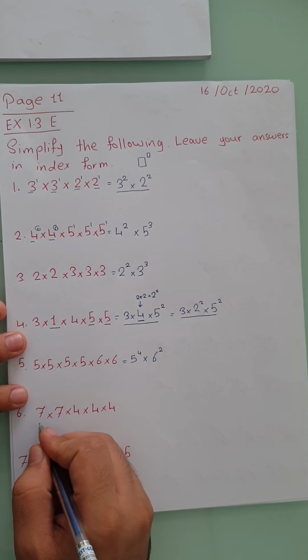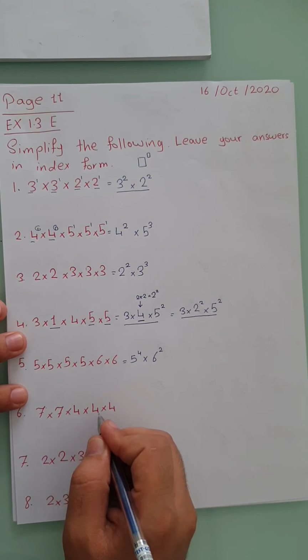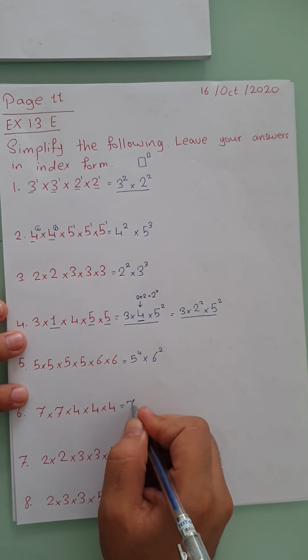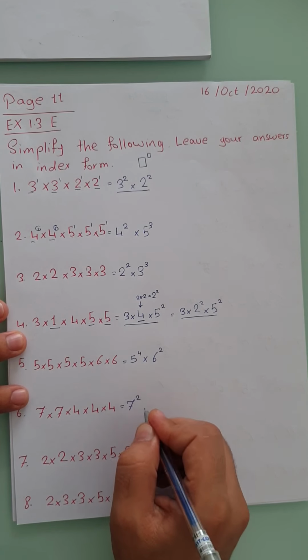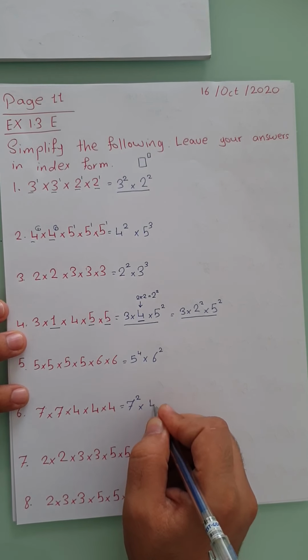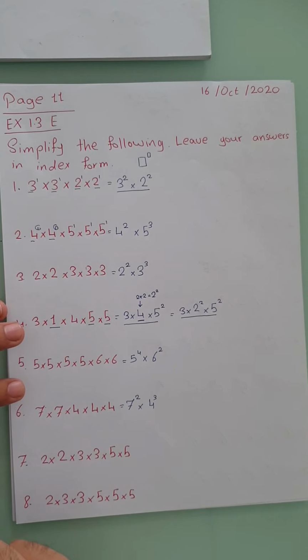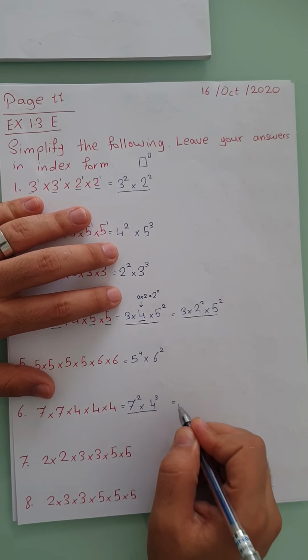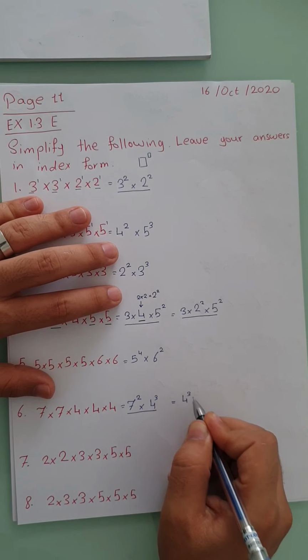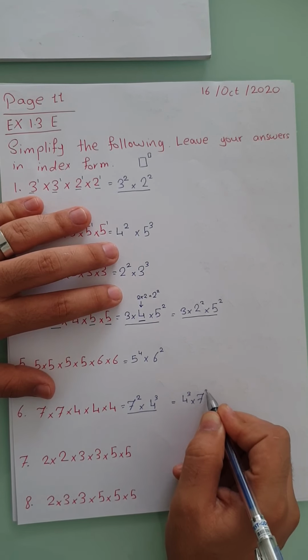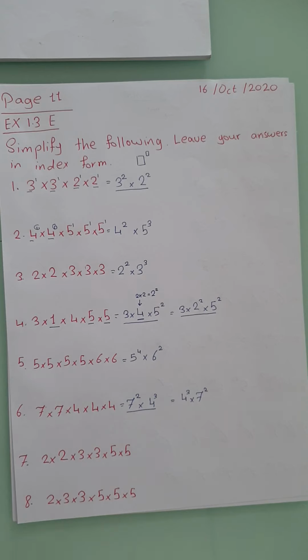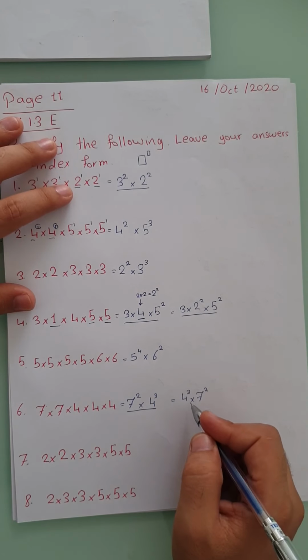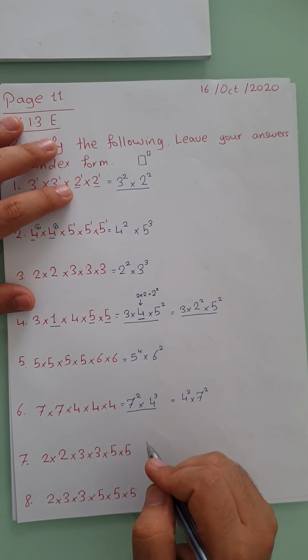Question number 6, 7 times 7 and then 4 times 4 times 4. So how many 7's do I have here? 7 to the power of 2 times 4 to the power of 3, because I have 3 4's. By the way, you can write it this way, or you can write it like 4 to the power of 3 times 7 to the power of 2. This doesn't change the answer. Since it's multiplication, it doesn't matter who comes first.